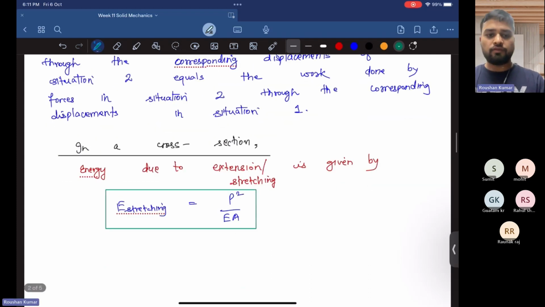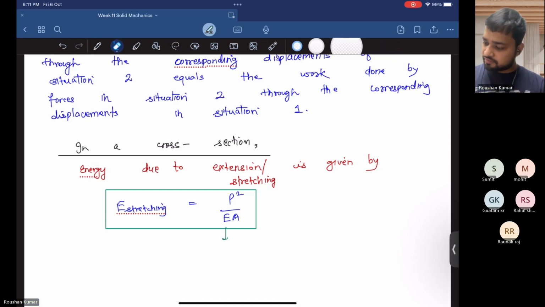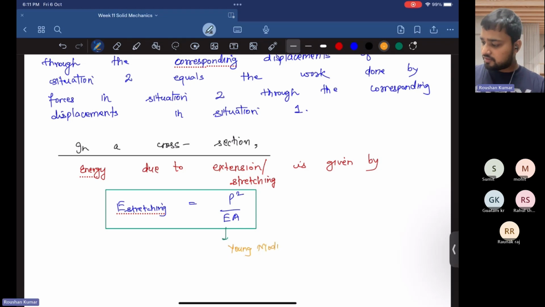So this is the formula for energy due to stretching, where P is the applied load, A is the area of the cross section, and Y is the Young's modulus. This is Young's modulus, this is the area of the cross section, and this is the external load applied.